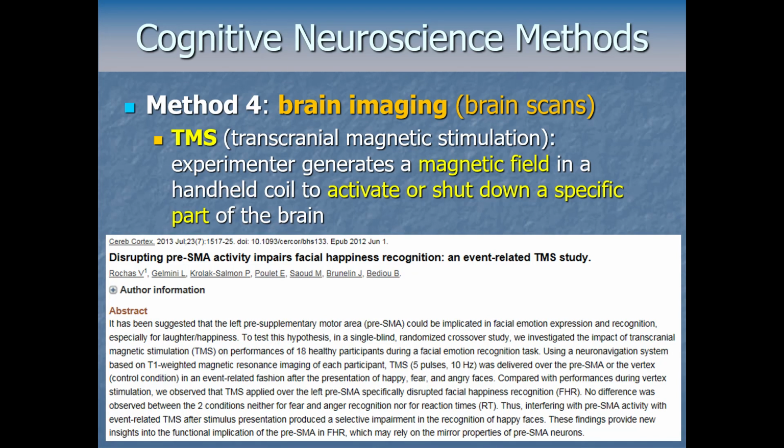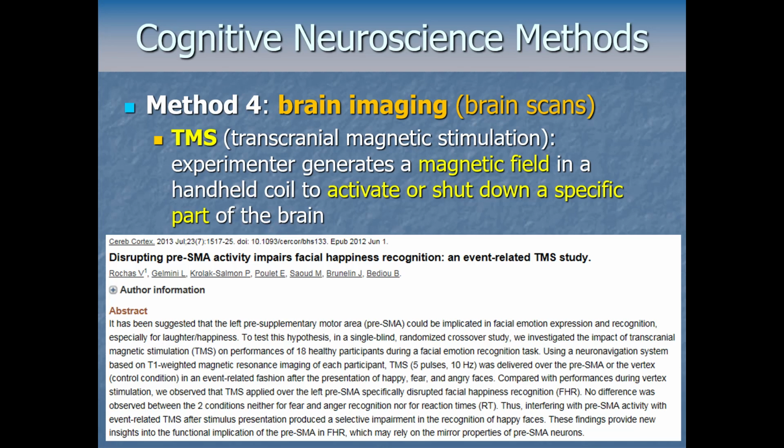So here's an example of what a cognitive neuroscience study using TMS might look like. In the title here, SMA means supplementary motor area. This is just an area right up next to M1 in the frontal lobe, where we talked about voluntary motor signals originating before they send out commands to the muscles.